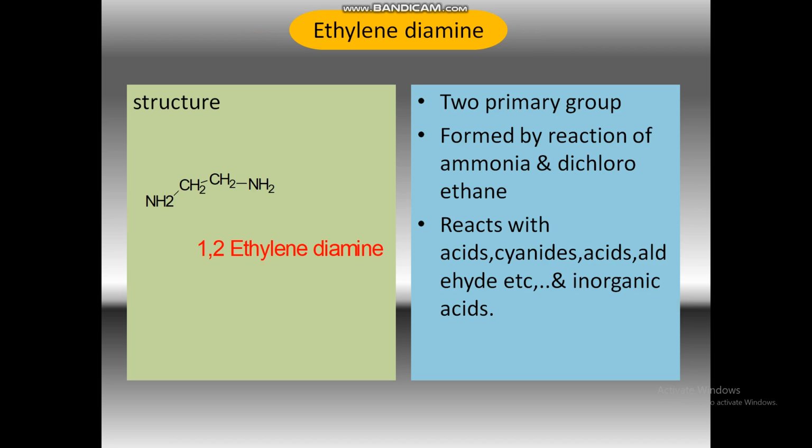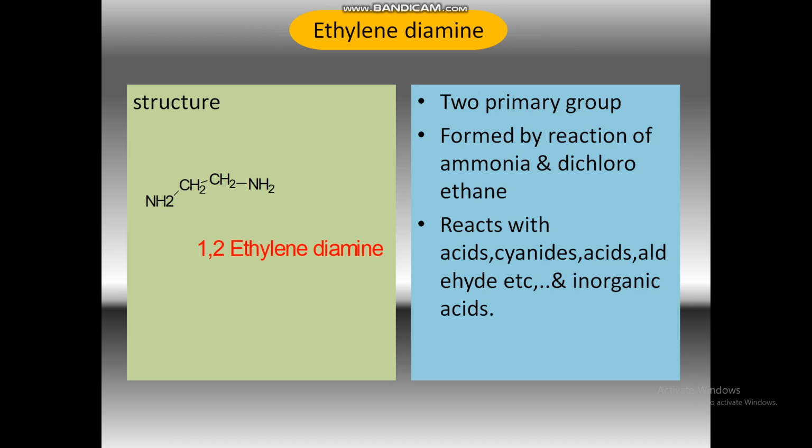Ethylene diamine is a colorless to yellowish, alkaline liquid, soluble in water and alcohol. So it is soluble in both alcohol and water. It has two primary amino groups. Ethylene diamine is produced by the reaction of aqueous ammonia with 1,2-dichloroethane, which we can prepare or obtain by the reaction of ammonia and dichloroethane.